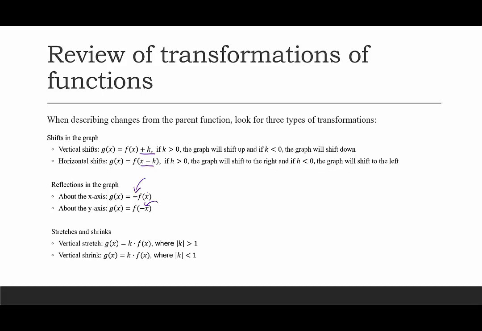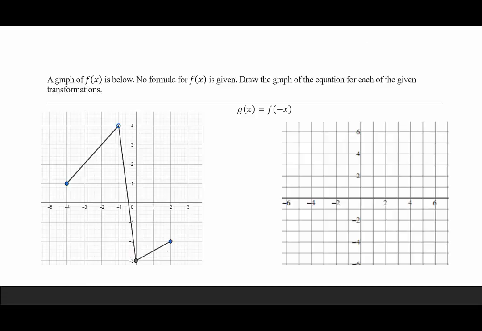And lastly, we look for stretches or shrinks. We see a stretch if there's some constant being multiplied to our function and the absolute value of it is greater than 1. So if we have k times f of x, this indicates to us that the graph is going to stretch vertically. If we have k times f of x and k is somewhere between -1 and 1, so it's a decimal or a fraction, then we will see a vertical shrink. The graph will get more squished together. Let's look at our examples.